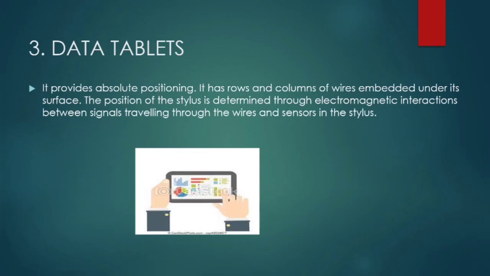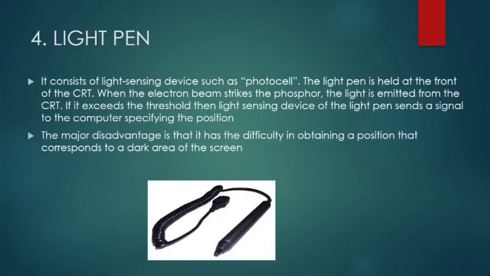Data tablets provide absolute positioning. It has rows and columns of wires embedded under its surface. The position of the stylus is determined through electromagnetic interactions between the signals traveling through the wires and sensors in the stylus.